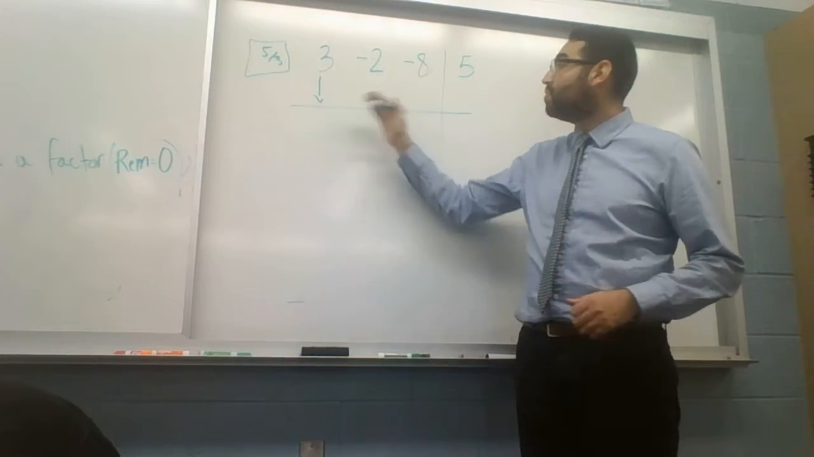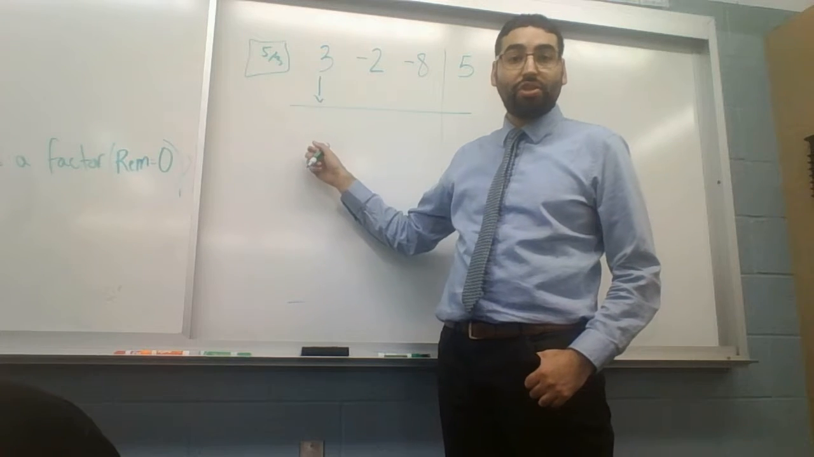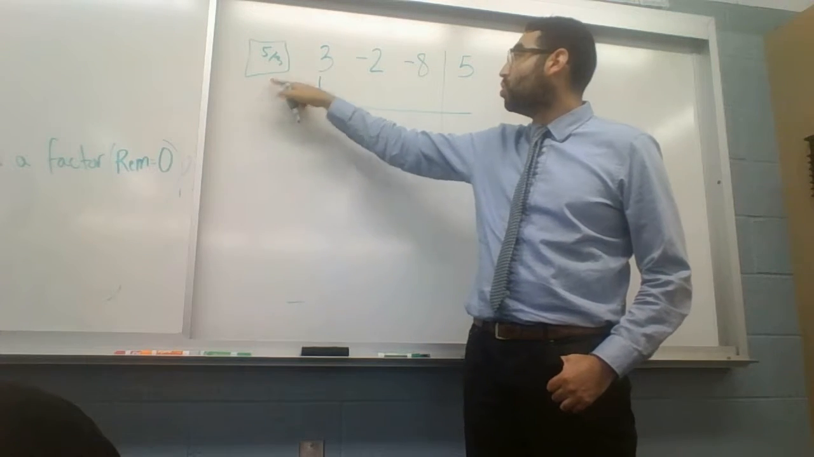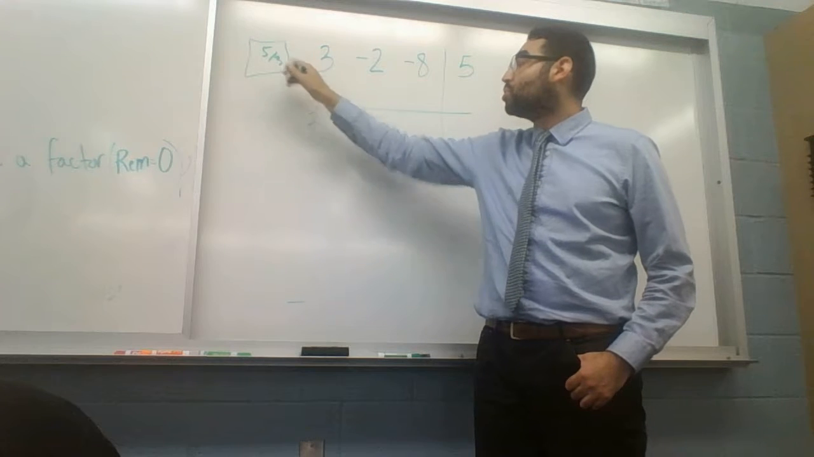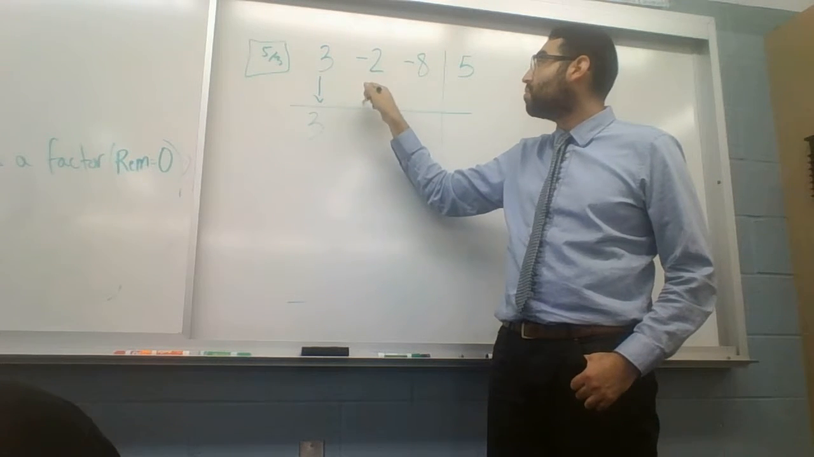Hey guys, so I wanted to finish up that problem we were working on in class. I'm going to do synthetic division, trying out 5/3. Bring down the 3, multiply it by 5/3. The denominator cancels out with this 3, so I end up with just 5.